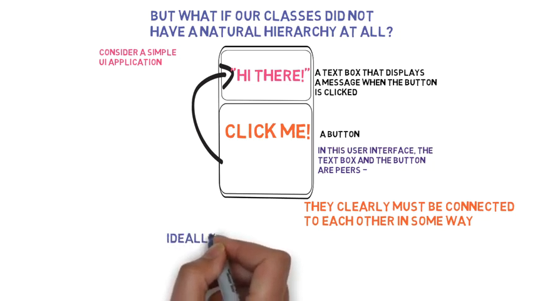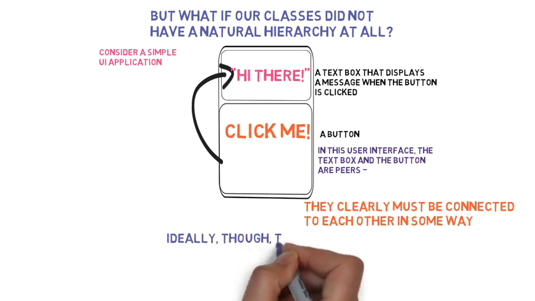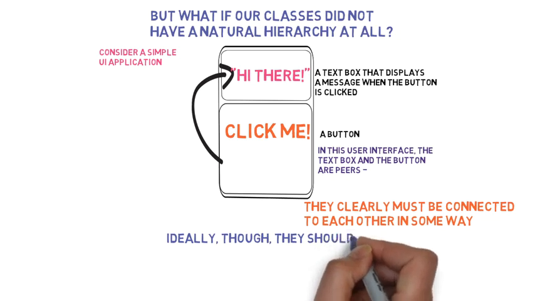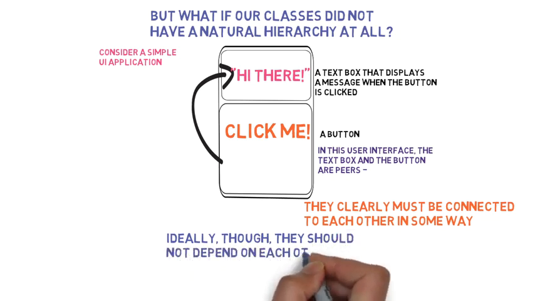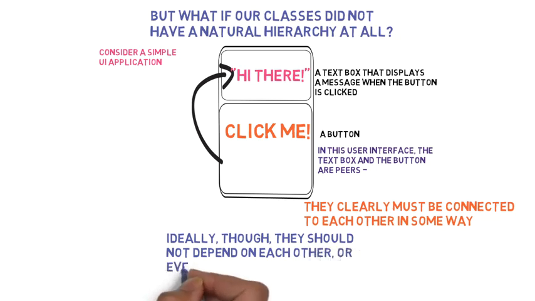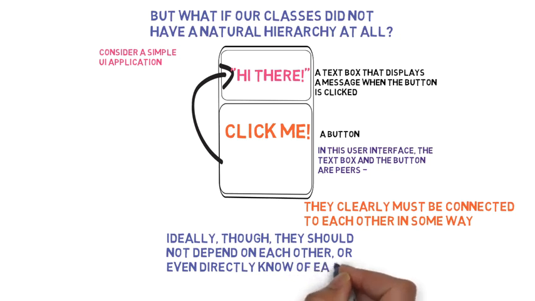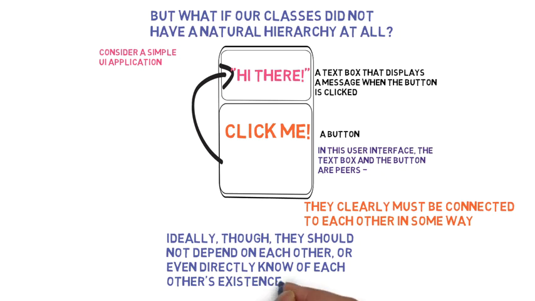However, in the ideal case, they should not directly depend on each other. You shouldn't hold within button the knowledge that it has to update the text area, and the text area should not know that it's being updated by the button. They should not directly know of each other's existence.